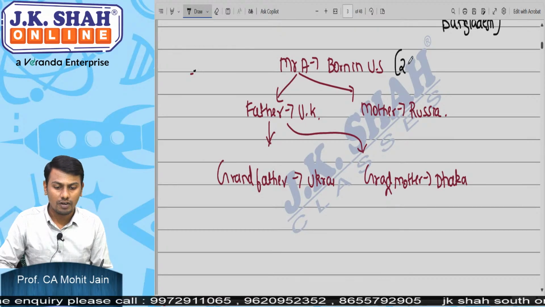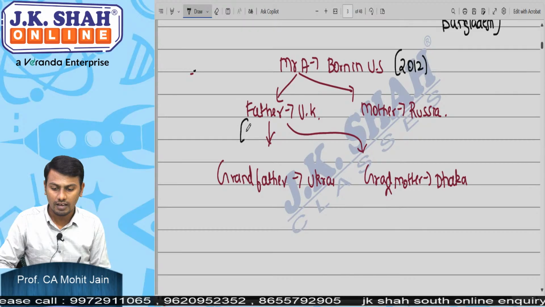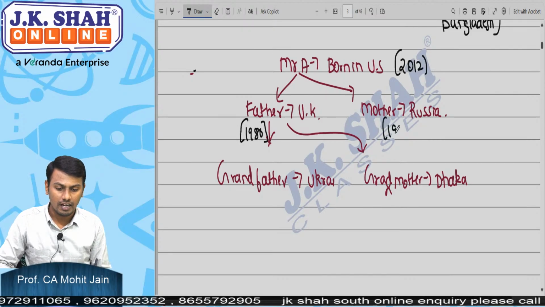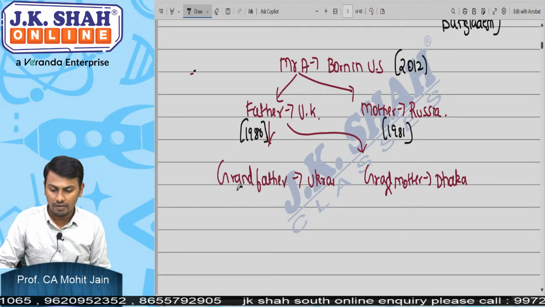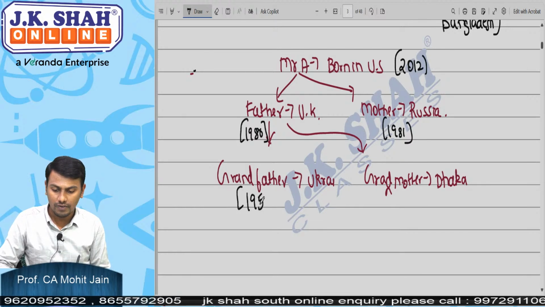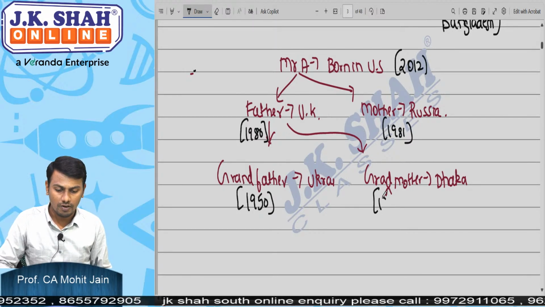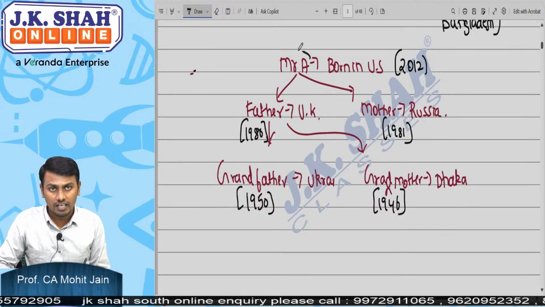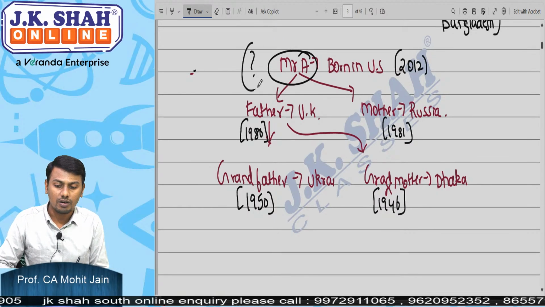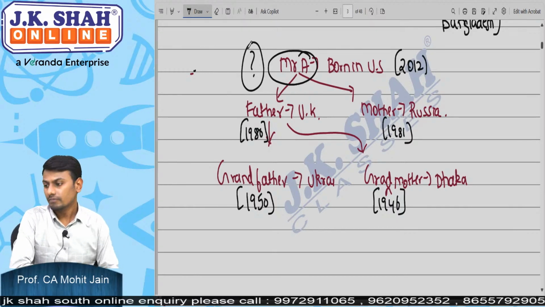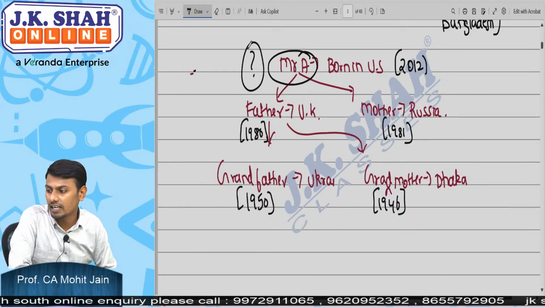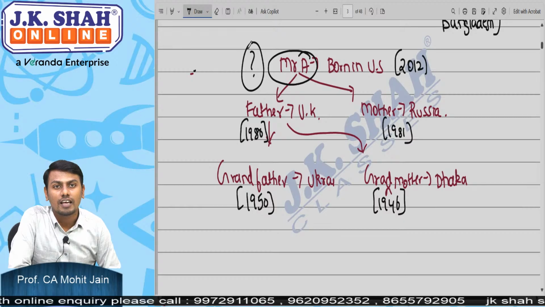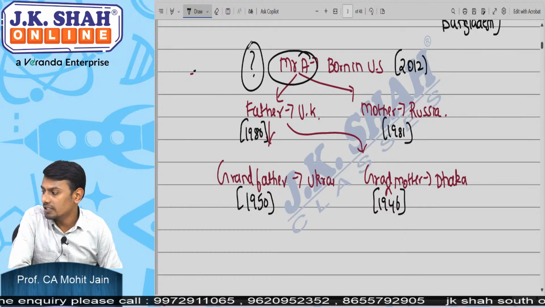US, he was born in, let us say, 2012. Father was born in, let us say, 1980. Mother was born in 1981. Grandfather was born in 1950. Grandmother was born in 1946. Sir, what is the question? Sir, is Mr. A a person of Indian origin? Yes. I want everyone's answer in the chat box. Is Mr. A a person of Indian origin?